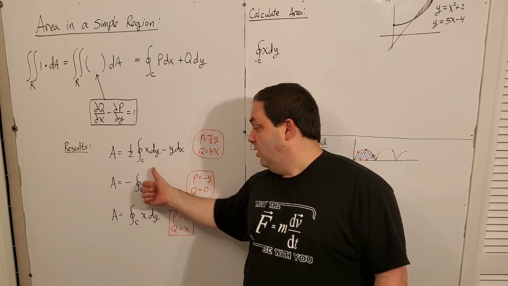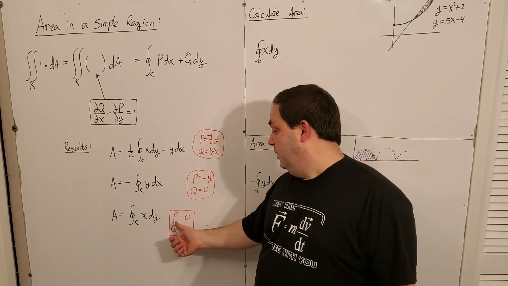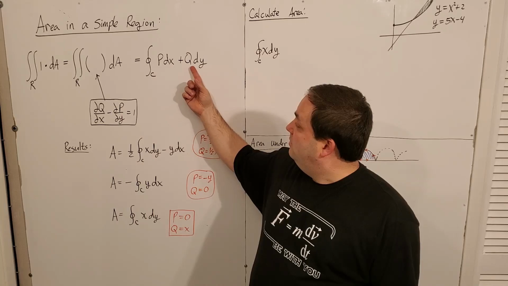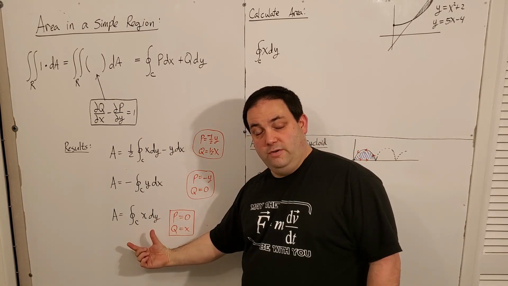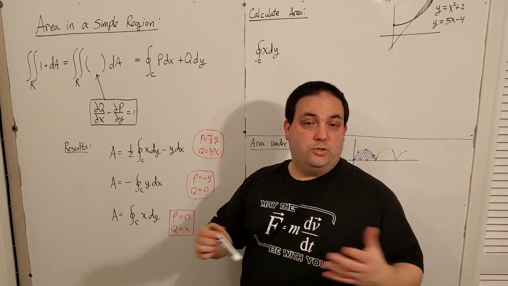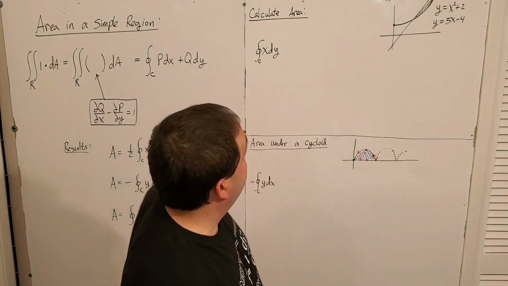Then you get this result from plugging it into Green's theorem here, or letting P be 0 and Q be x. You can get this result, right? You get x dy and 0 dx. You'd have this version of the area formula. It just depends on the situation as to which one will flow the best for you. Let me show you a couple of examples.